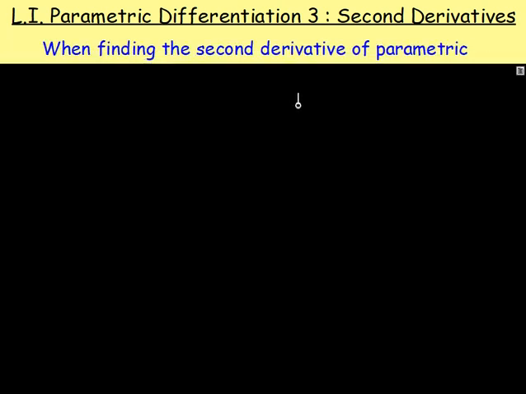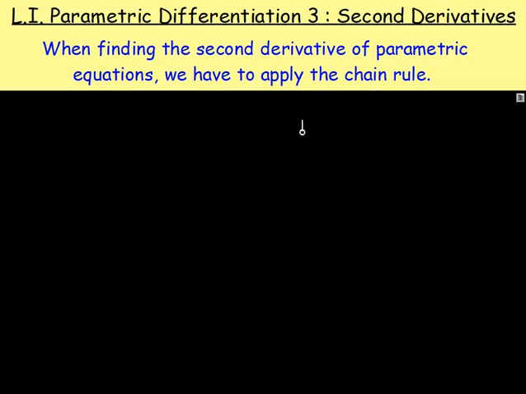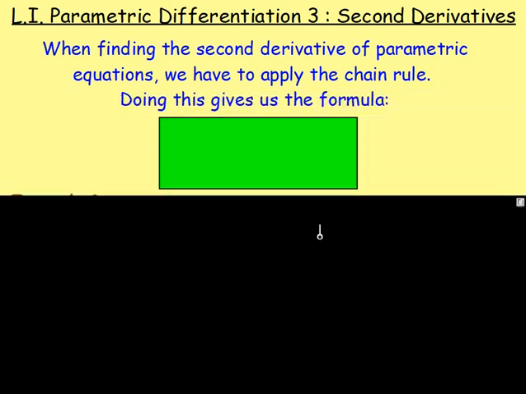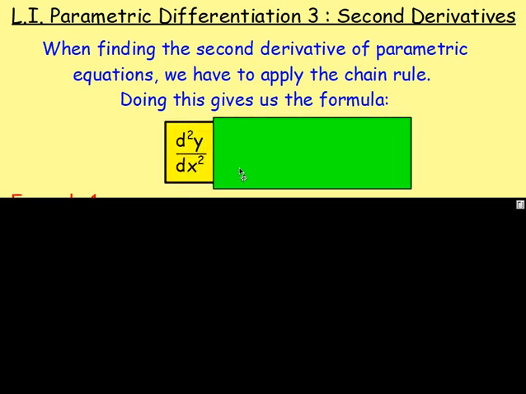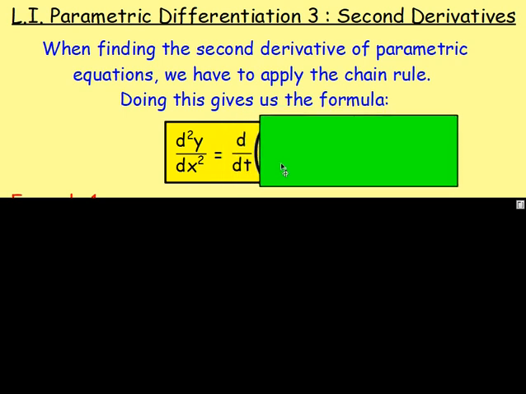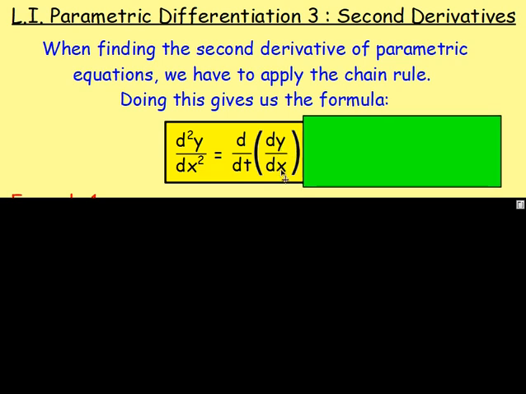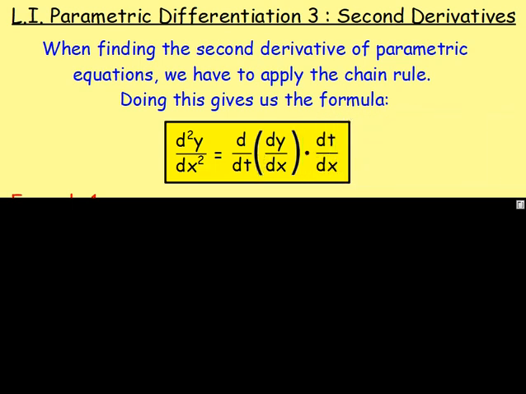However, when we find the second derivative of parametric equations, we need to apply the chain rule. To work out d2y by dx squared, we'd work out dy by dx and differentiate that again. But dy by dx is going to be in terms of t, so we differentiate dy by dx with respect to t. However, because we're differentiating with respect to t, we then need to multiply that by dt by dx.